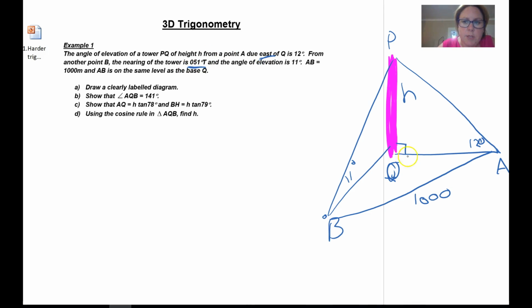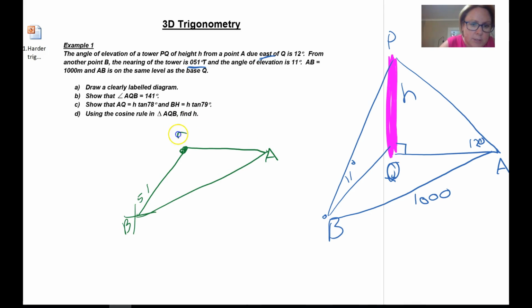Now, I haven't talked about the east or this, so I have to draw it. This is like I'm looking at it; I need to draw it so I'm looking down at it. So I've got point P, Q, and I've got A, which is east of Q, and B, which is on a bearing of 51. So this is Q. This little triangle is drawn by me looking like I'm standing above it.